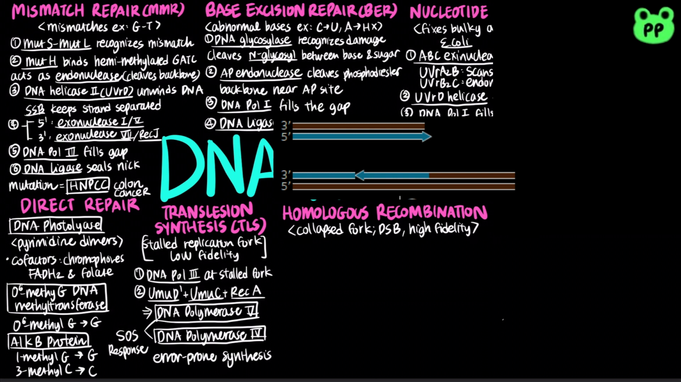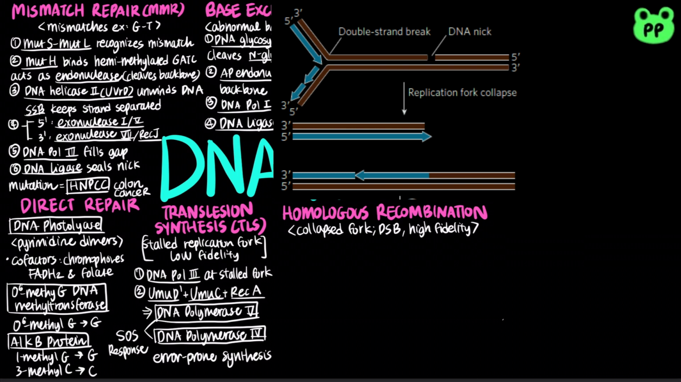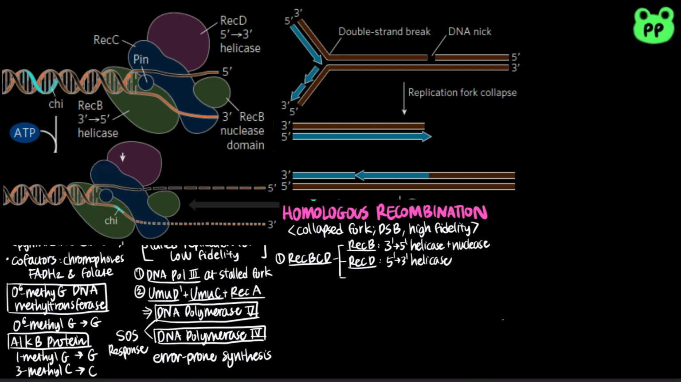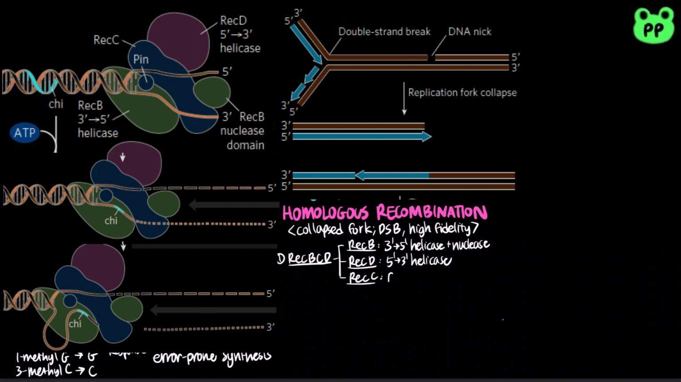When a replication fork encounters a break in one of the template strands, one arm of the fork is lost and replication fork collapses into 2 pairs of complementary strands. The duplex with the break is processed by the RecBCD complex. RecB contains both a 3' to 5' helicase and a nuclease domain, while RecD contains 5' to 3' helicase. RecB and RecD helicases unwind DNA, and RecB nuclease degrades both strands of DNA until they encounter a sequence known as Chi, which binds tightly to the RecC subunit.